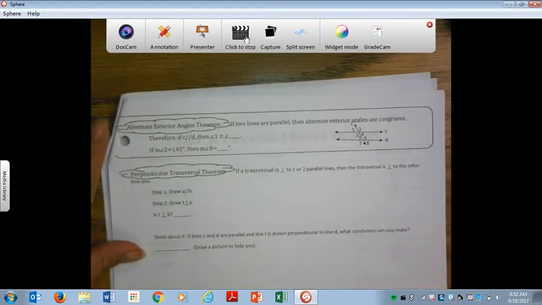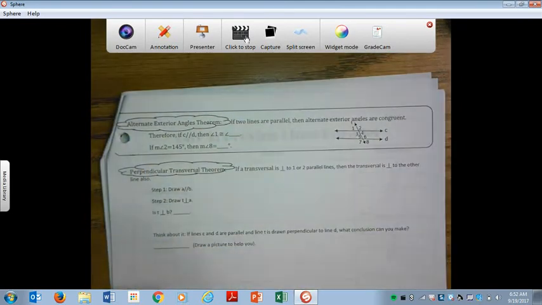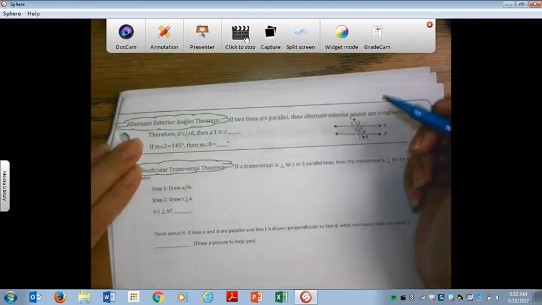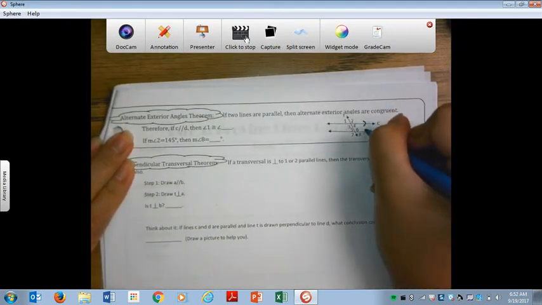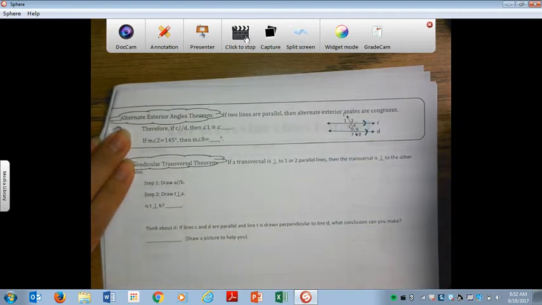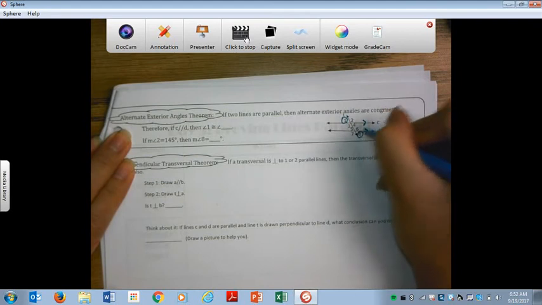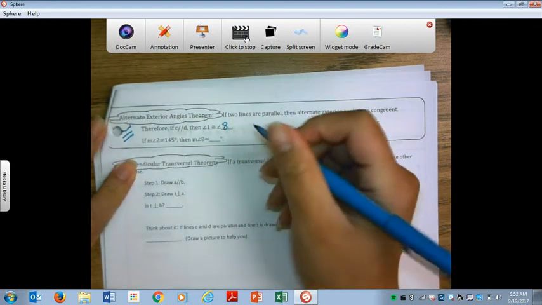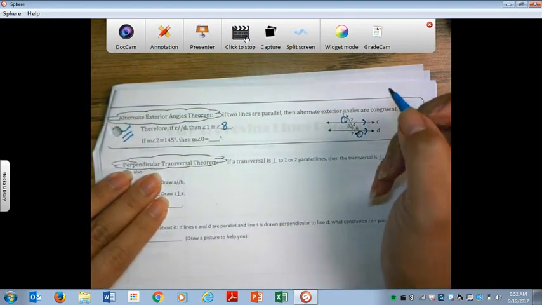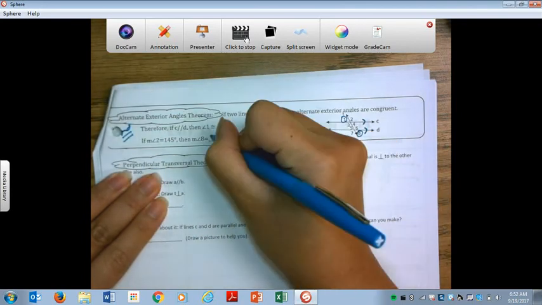All right. My favorite, the Z. My favorite, alternate exterior. So if C is parallel to D, angle 1, right here, is going to be congruent to 8. So if angle 2 is 145, angle 8 is also going to be 145.